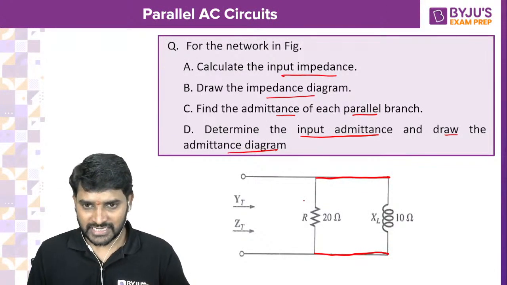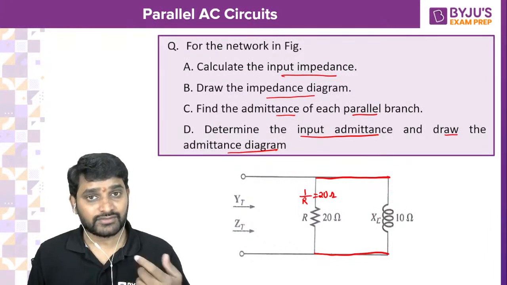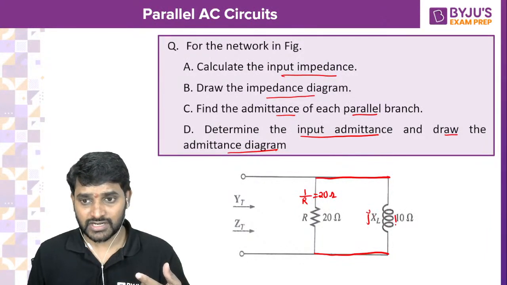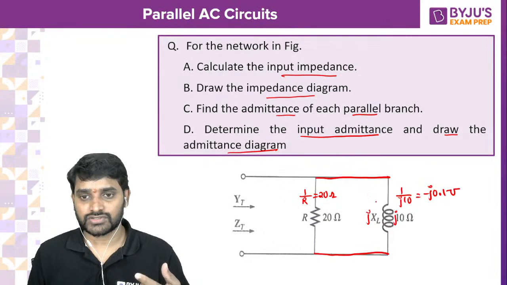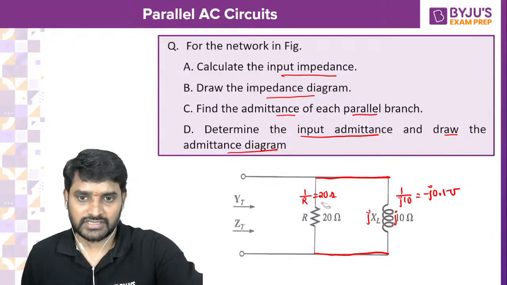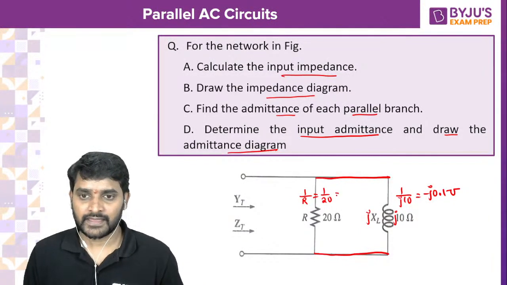What is the conductance of this one? It is 1 by R, 1 by 20 ohms, which is 0.05 mhos. What is the admittance of the inductor? Do not forget j. So 1 by j10 will be minus j 0.1 mhos.